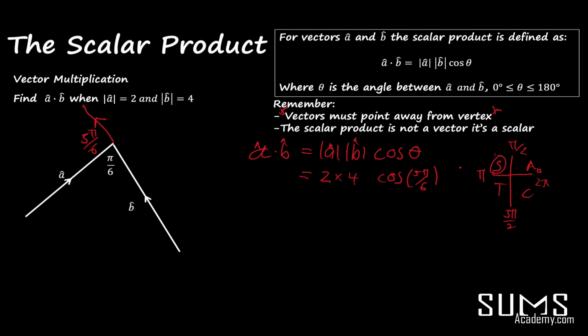because 5 pi over 6 is almost 1 pi, so it's less than 1 pi. So we know it's going to be in this quadrant here. So it's going to be equal to 8, because that's 4 times 2, times minus cos. And we know that the minus is going to be of the acute angle, which is pi over 6.